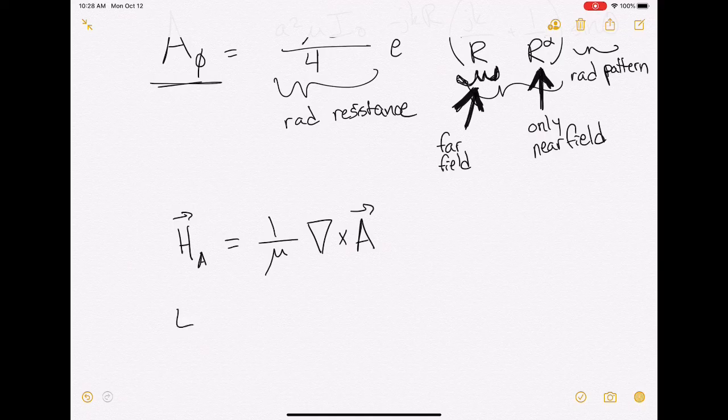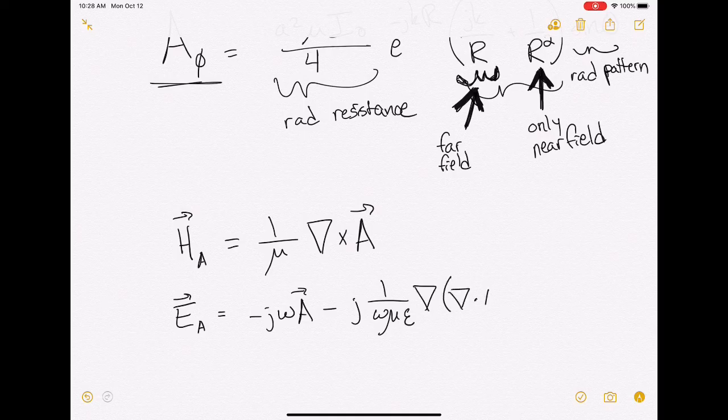by writing it down like this. E sub A is minus j omega A minus j times 1 over omega mu epsilon, gradient of the divergence of A.